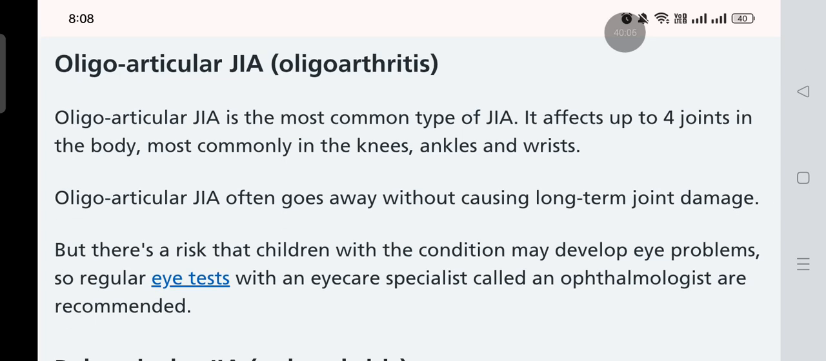Oligoarticular JIA is the most common type of JIA. It affects up to 4 joints in the body, most commonly in the knees, ankles, and wrists.